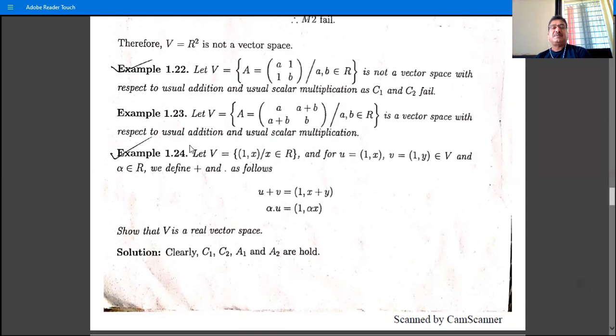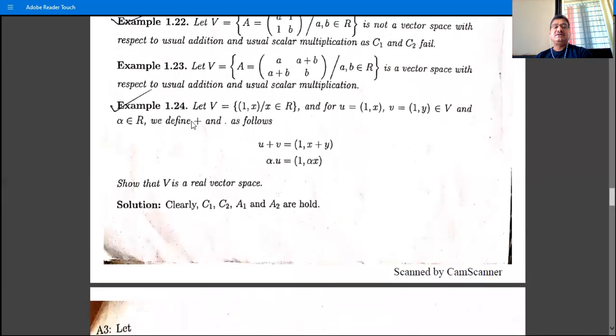Is a vector space. So next example, let V be the set of ordered pairs (1, x) such that x belongs to R. So what are the elements of this set? This is a subset of R square. This V is a subset of R square. And what are the elements? (1, 4), (1, 5), (1, -1), (1, 0), (1, 9). These are the elements of this set V. So this is a subset of R2.